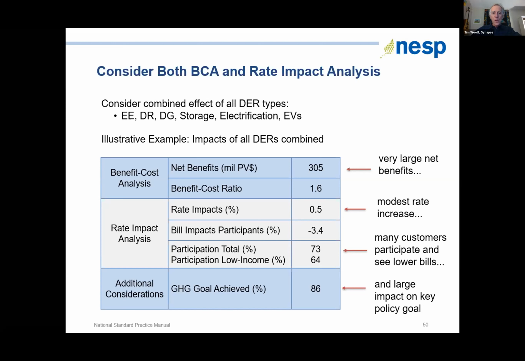Here you're going to see higher participation rates because you've got more types of DERs. So that's another dimension to consider. And here, when you put all your DERs together, wow, you can get 86% of your greenhouse gas goals, whatever it is, over your 25 years or so. And so this is just another way to make that kind of tough call and to consider benefit cost analyses and rate impact analyses together to figure out what's really going to make the most sense in your jurisdiction.